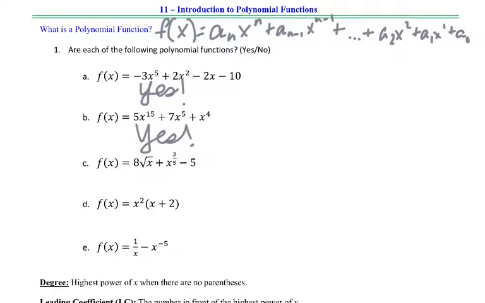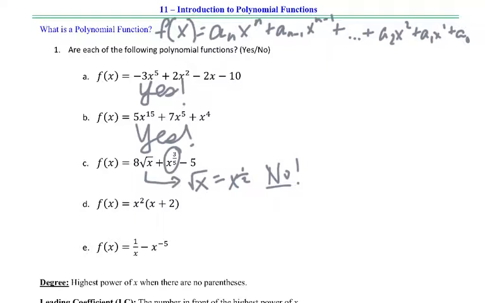For C, we have f of x equals 8 times the square root of x plus x to the 3/5 minus 5. Well, square root of x is the same thing as x to the 1/2. And we also have this x to the 3/5. Fractions are not integers, and so therefore this is not a polynomial function. So C is not an example because we have powers that are fractions, which are not integers, so it does not work.